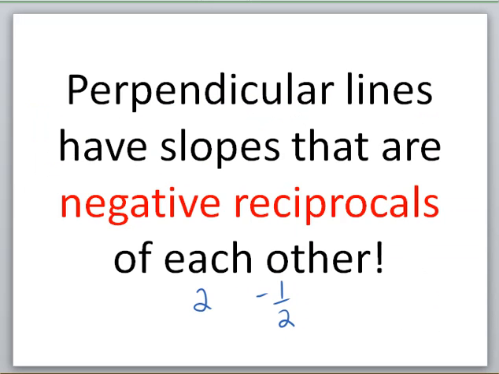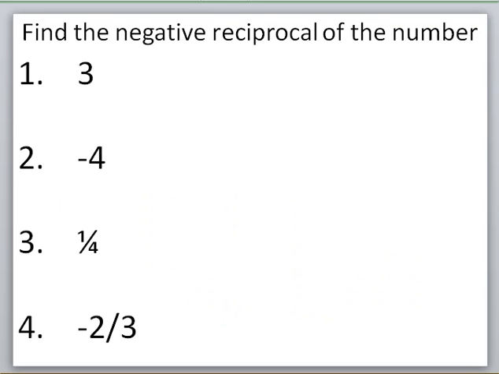Again, why are those negative reciprocals? Well, a reciprocal means that you're flipping the fraction over. And so if we think of the 2 as a fraction, it was 2 over 1. And if we flip that fraction, we get 1/2. The negative part changes the sign, so it was positive, now it's negative. So the first examples we're going to go through is we're just going to find negative reciprocals.